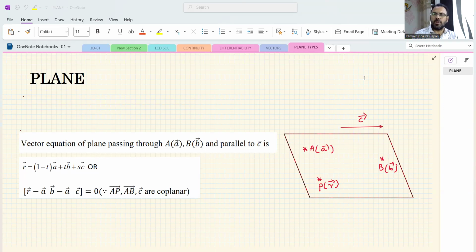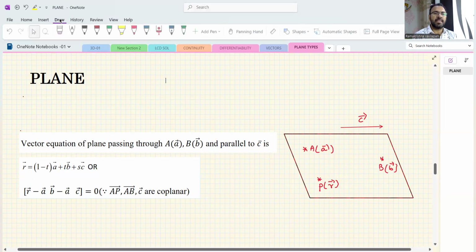In this video, I will explain the equation of a plane passing through 2 points and parallel to a vector, or you can say parallel to a line, or you can say perpendicular to a plane. Okay. So, what is the vector equation of a plane?